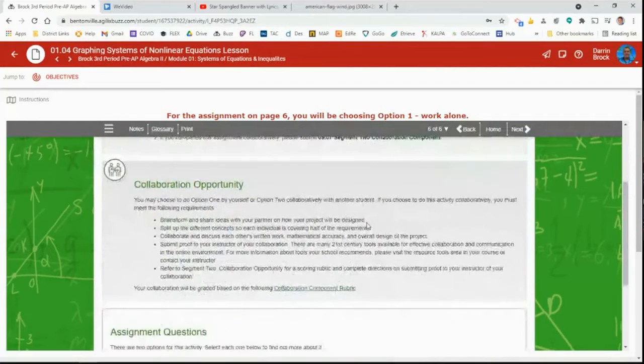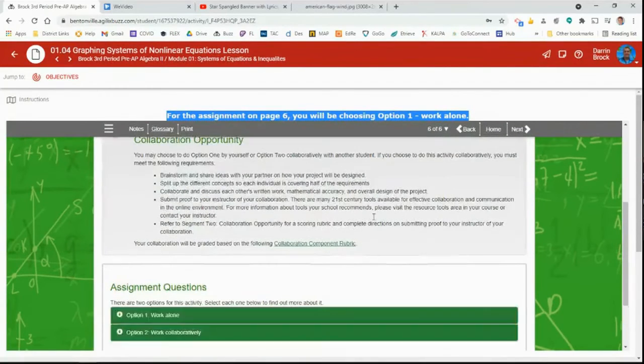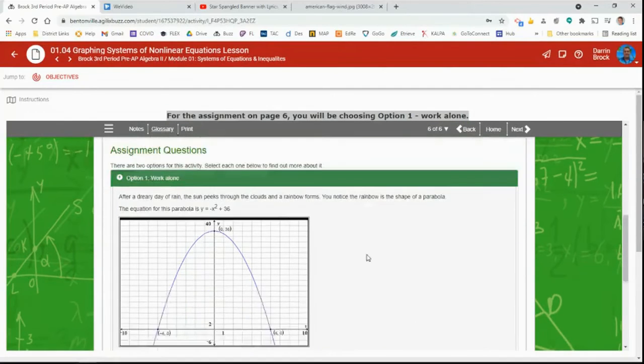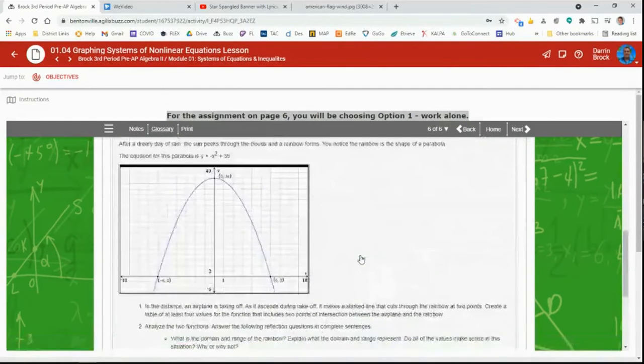But when you get to the last page and you get down to the bottom, now note this says, for the assignment on page 6, you're choosing option 1, work alone. We're not going to break up in groups, or work collaboratively where we assign groups. We're going to do just the work alone part. So when you click on option 1, here is the assignment. It's at the end of the lesson.